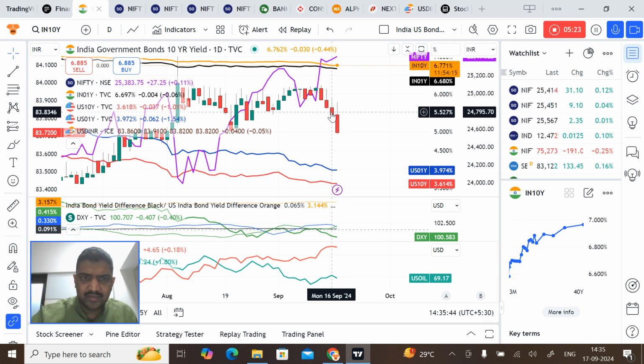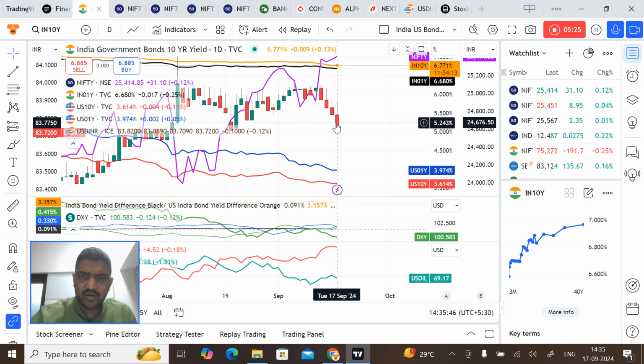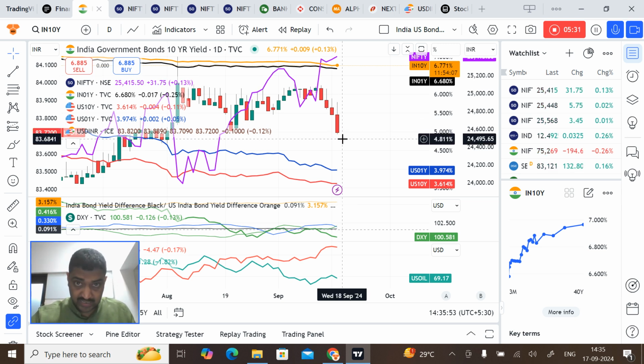83.86, 83.82, and 83.72. So there is a constant pressure on the rupee to appreciate. That means although our yields are coming down, we are not seeing the rupee depreciate. So that shows the economy of the country is strong, and that's why in the global setup, where there are few opportunities.